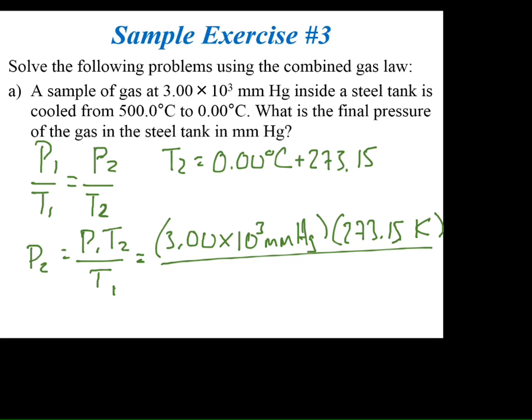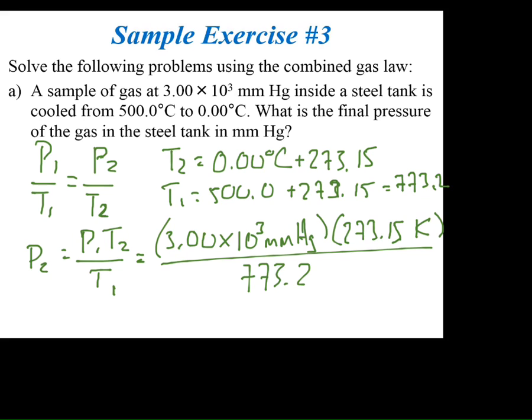T1, it was at 500.0 plus 273.15, so 773, tens place and tens places, we'll go to 0.2 there, so 773.2 Kelvin. So Kelvins cancel.